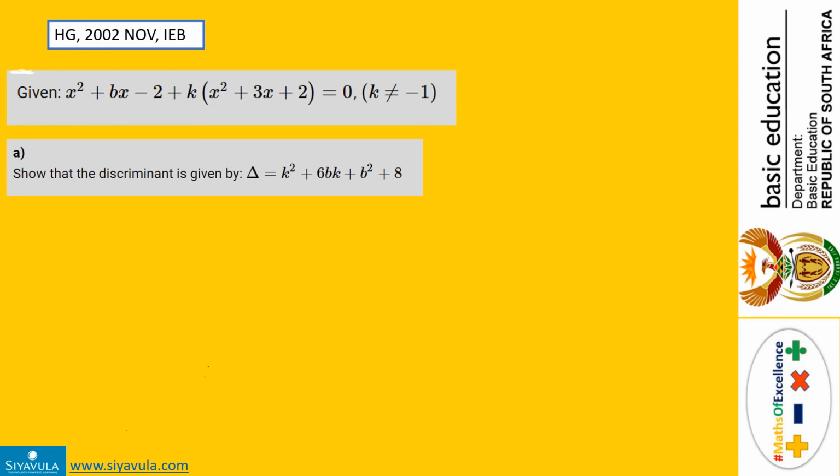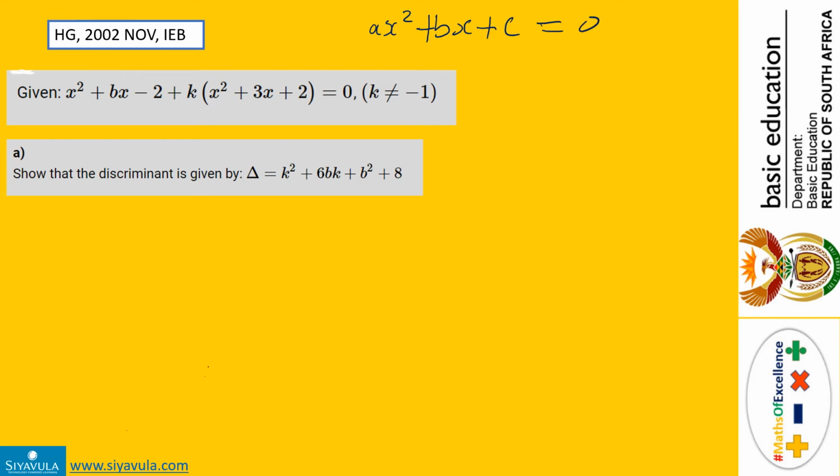Okay, so the question says you are given x squared plus bx minus 2 plus k times (x squared plus 3x plus 2) is equal to 0, and they say that the discriminant is given by delta is equal to k squared plus 6bk plus b squared plus 8. This is quite a simple question, but at the same time quite challenging, because before calculating delta we must write our expression in the form x squared plus bx plus c being equated to 0.